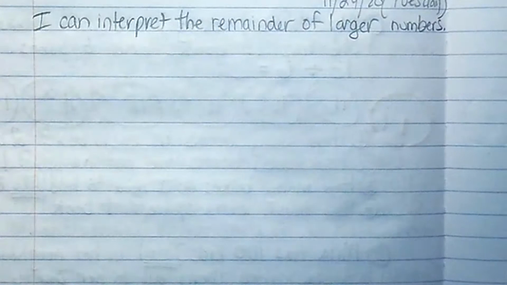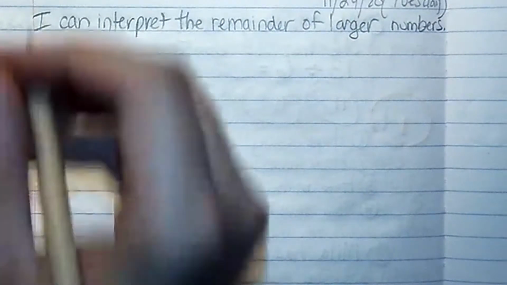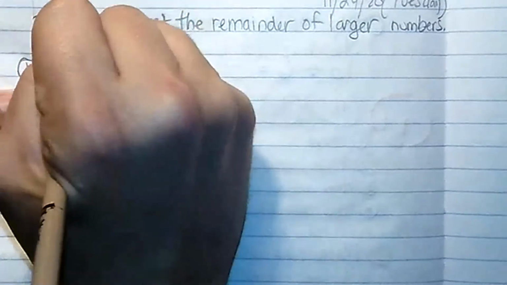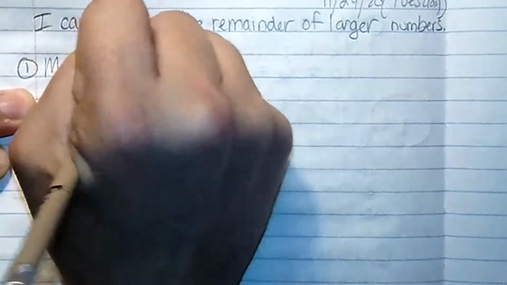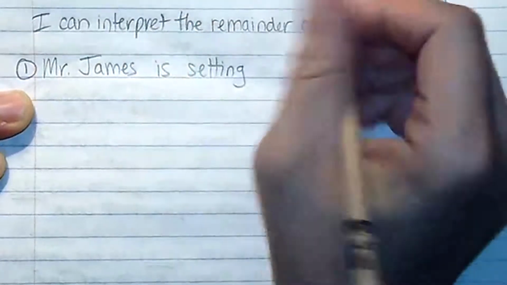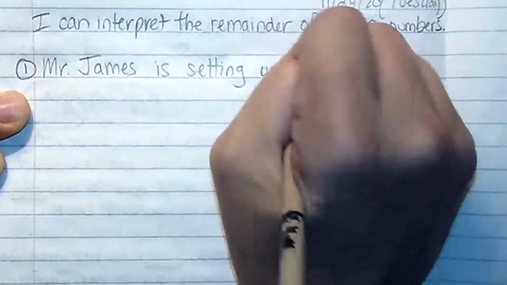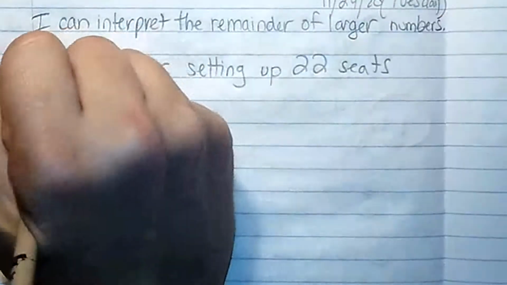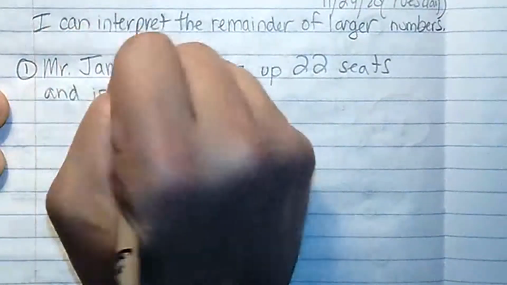We're going to start with a small one just to make sure we're understanding, and then we are going to do two large ones, so 3 total. Here's number 1. Mr. James is setting up for an awards assembly, and he's setting up 22 seats and is making rows of 5.